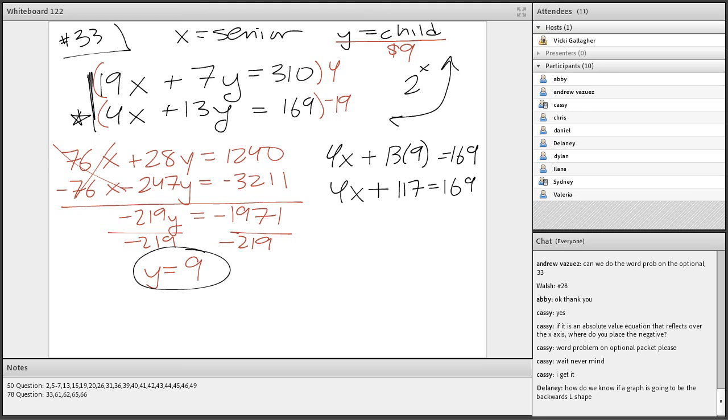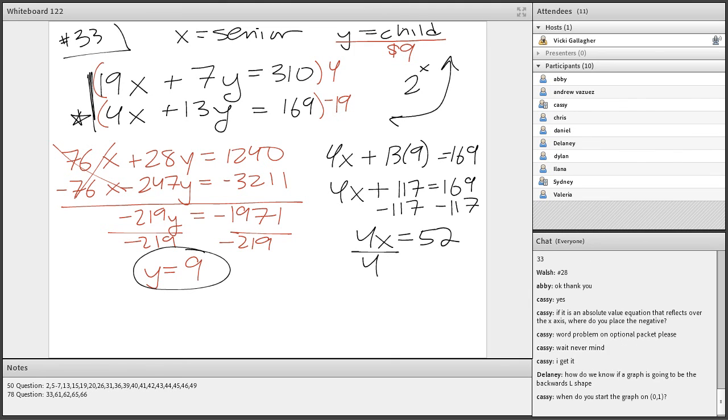And again, it would be appropriate, it would be okay if you got a decimal. We don't get a decimal for this problem, but it would be okay if you did. And so this is 13. And then up here, I wrote down that x is senior. So I now know that senior tickets cost $13.